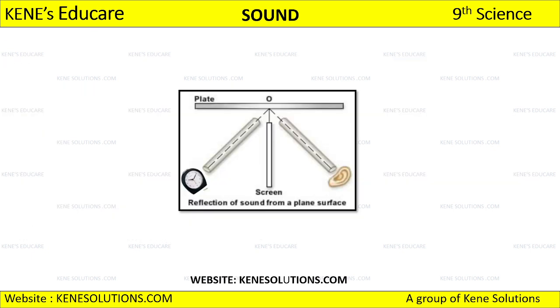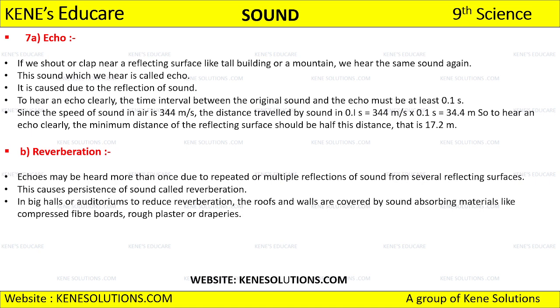After this, this is what the activity was all about, right? Now after this, we have echo to discuss, like what is echo. Many a time it happens that when you say something, your voice gets repeated again, right? So what is echo? If we shout or clap near a reflecting surface, like a tall building or a mountain, we hear the same sound again, right? We all might have observed that we can listen to the same sound again. So this sound that we hear, we call echo.